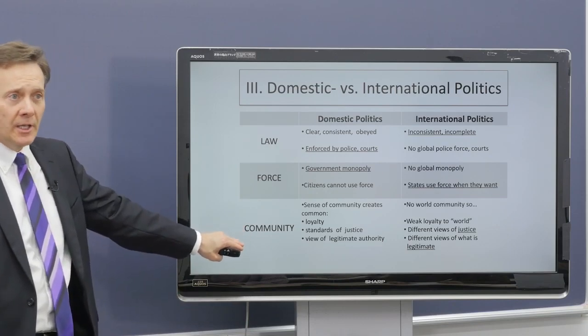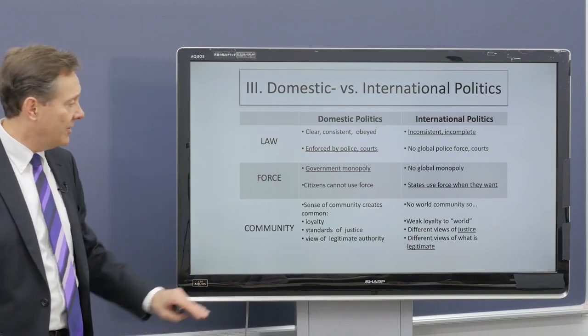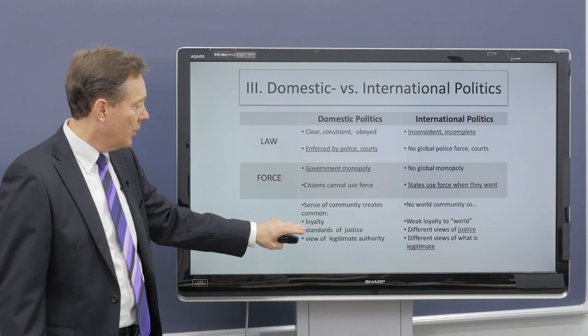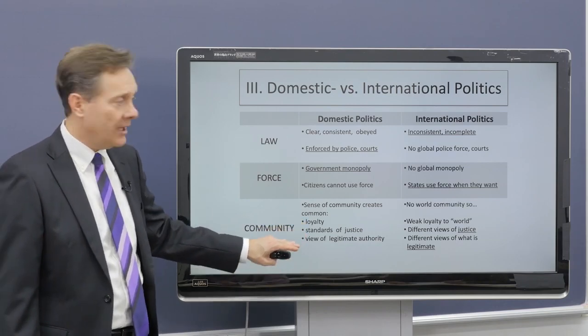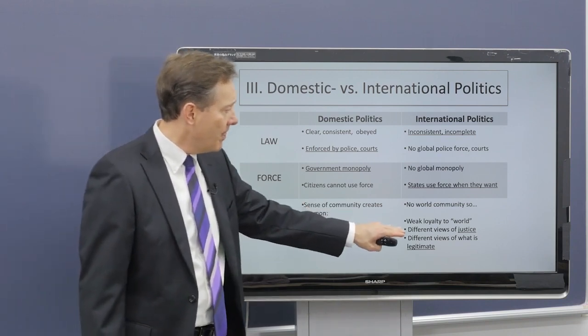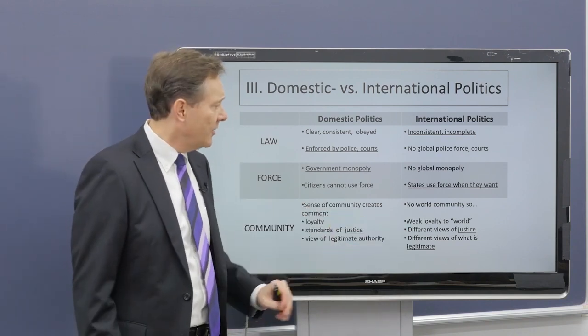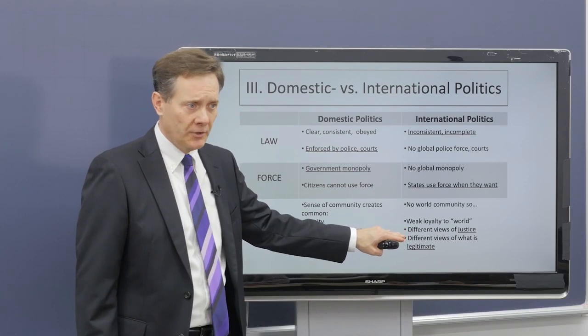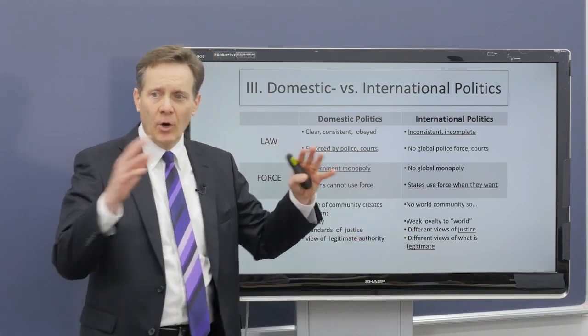Finally, let's look at community. Inside of a country, as we said, there's a common sense of loyalty, standards of justice, and view of legitimate authority. But in the international system, there's no true world community. So there's only a weak loyalty to something called the world.